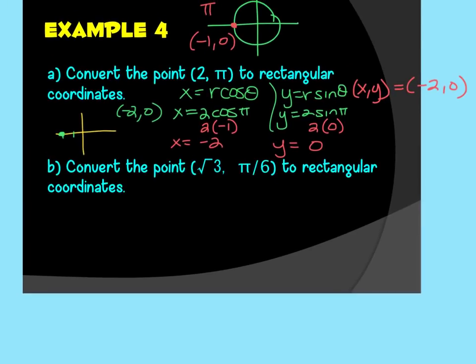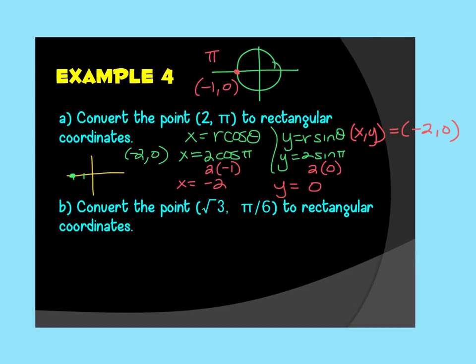Can I see the graph here? The one at the top? Yeah. The coordinates of pi is -1, 0 on your unit circle. So this is based on your initial unit circle.